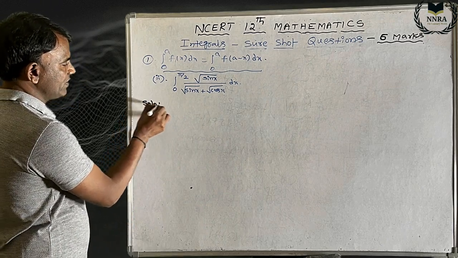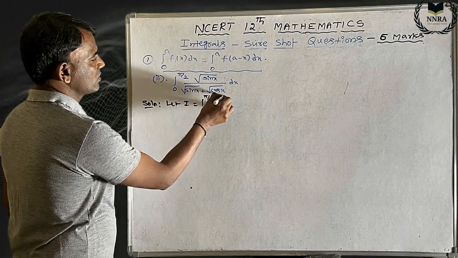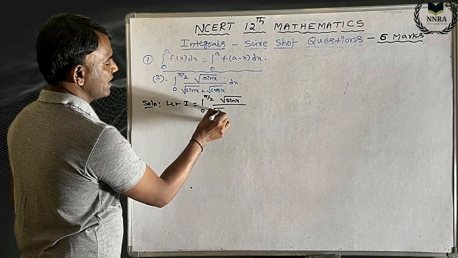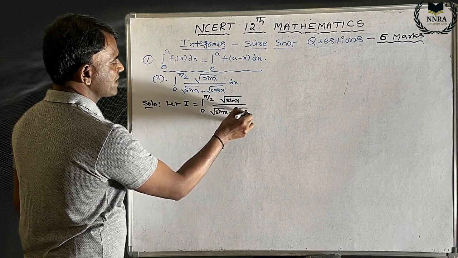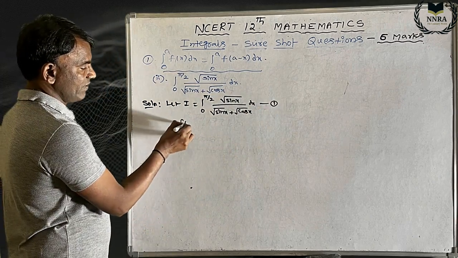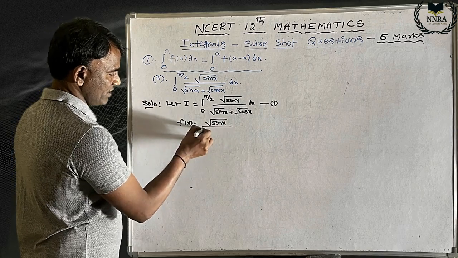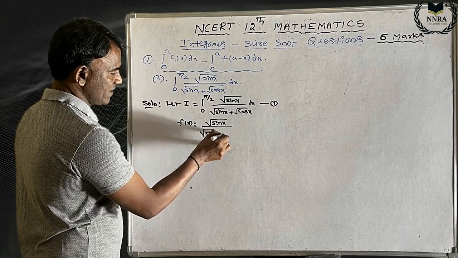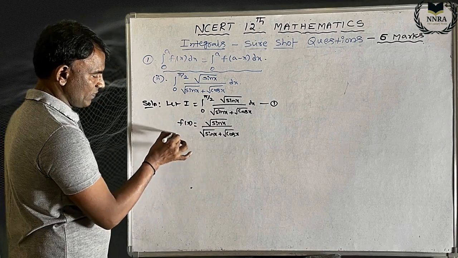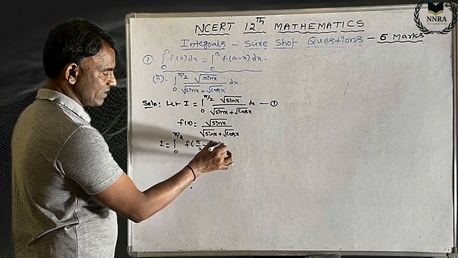So what's the given value? Integral 0 to pi by 2 square root of sin x divided by square root of sin x plus square root of cos x, right? Then dx, equation number 1. Now here f of x equals root of sin x divided by root of sin x plus root of cos x. Okay, and now write one more I, that is 0 to pi by 2 f of pi by 2 minus x into dx.